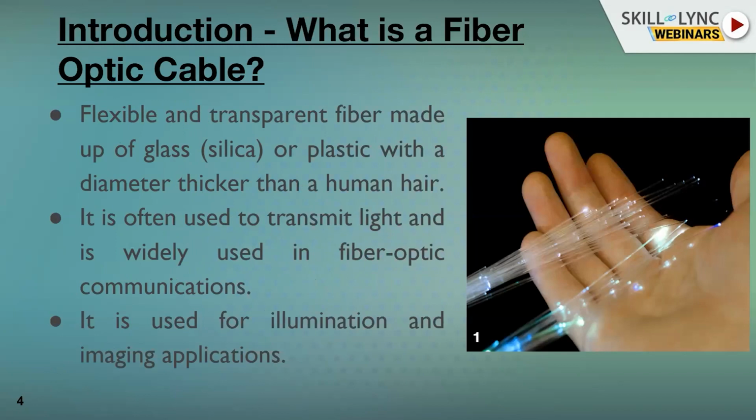So fiber optic cable is also called optical fiber, which is a flexible, transparent fiber made of glass or plastic with a diameter thicker than the human hair. So that means it's very thin and very minute. It is often used to transmit light and is widely used in fiber optic communications. It is also used for illuminating purposes and imaging.